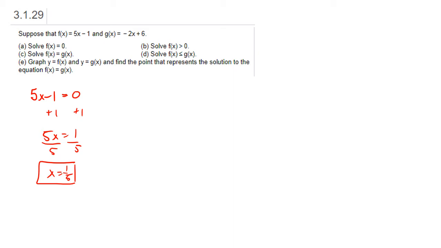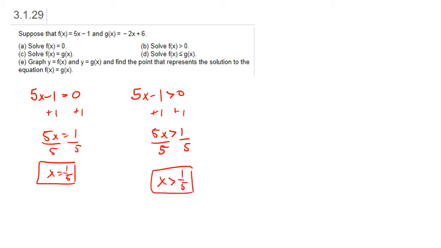For B, we want to solve where f of x is bigger than 0. So where is 5x minus 1 bigger than 0? Nothing really changes here except at one stage. I'm going to add 1 to both sides, giving 5x bigger than 1. Now I can divide by 5. I do need to be careful when dividing an inequality. If you multiply or divide an inequality by a negative number, you must reverse the direction of that inequality. However, we have divided by 5, which is positive. So I do not need to reverse the direction of the inequality, and there we have it.